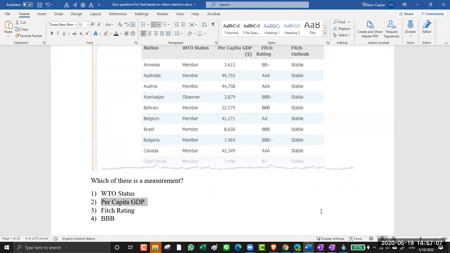Measurement. That's a measurement right here, right? It's a measurement, for example, for Bahrain. So the answer is BBB, or 4, which actually most people said 2. So we have to learn to get these concepts straight. If you don't get them straight, it's going to be really hard to do a good job. All right, let's see what else.